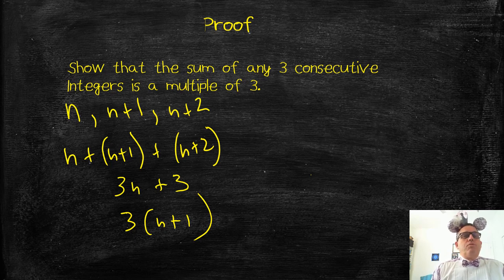That is going to be our last step of our proof, right? You don't really need to explain anymore. We've shown that it's a multiple of 3 because it's 3 times something. Whatever n is, add 1 to it, multiply by 3, it will be a multiple of 3. We have proved this is true for any 3 consecutive integers.